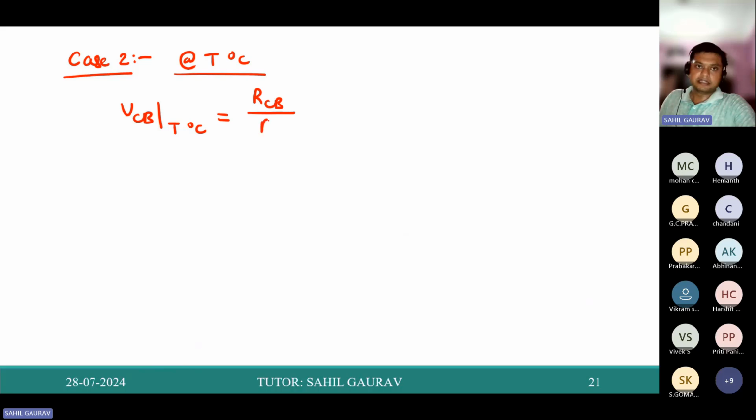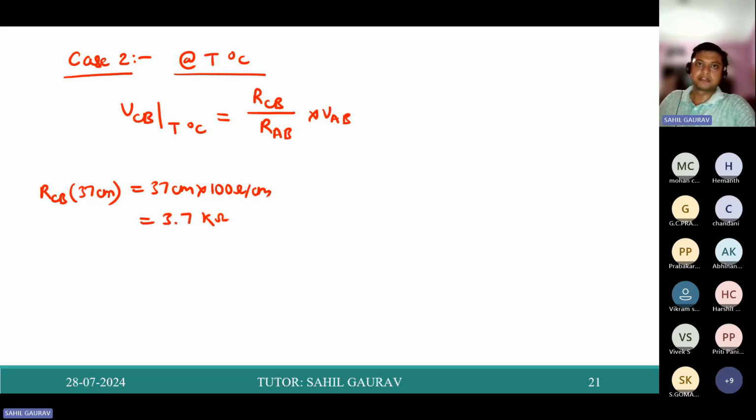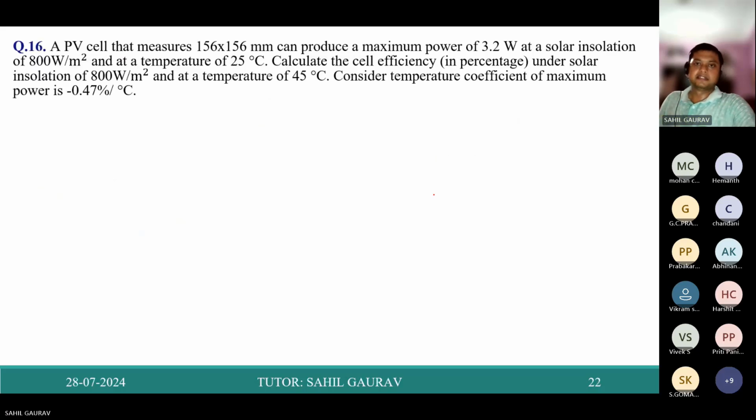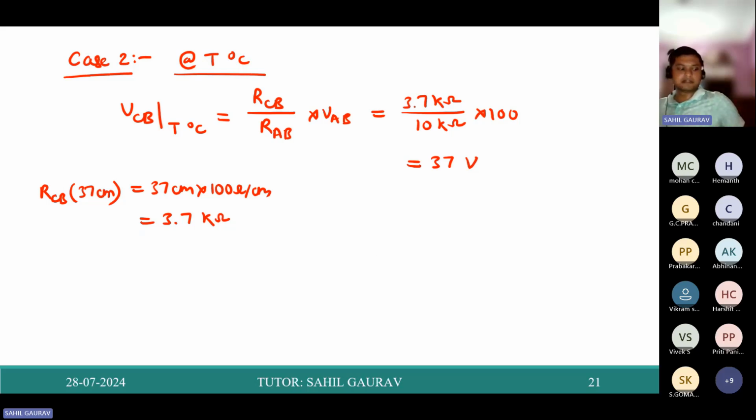So VCB is RCB upon RAB into VAB. The RCB value at 37 centimeter will be 37 centimeter into 100 ohm per centimeter, so it will be 3.7 kilo ohm. So RCB will be 3.7 kilo ohm, and RAB will be 10 kilo ohm, into 100. So VCB at T degrees Celsius will be 37 volt.